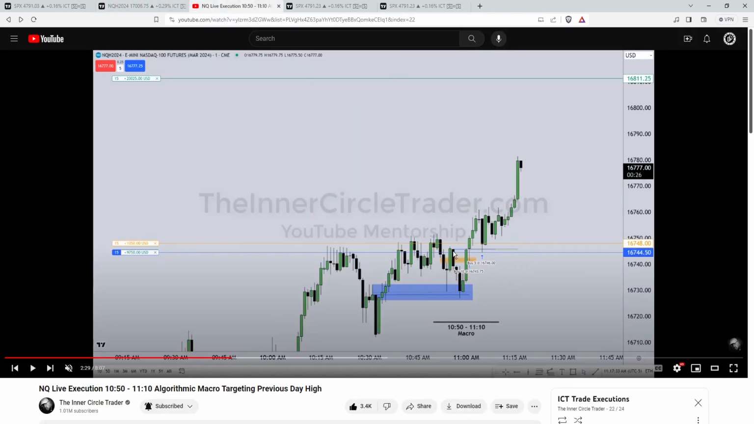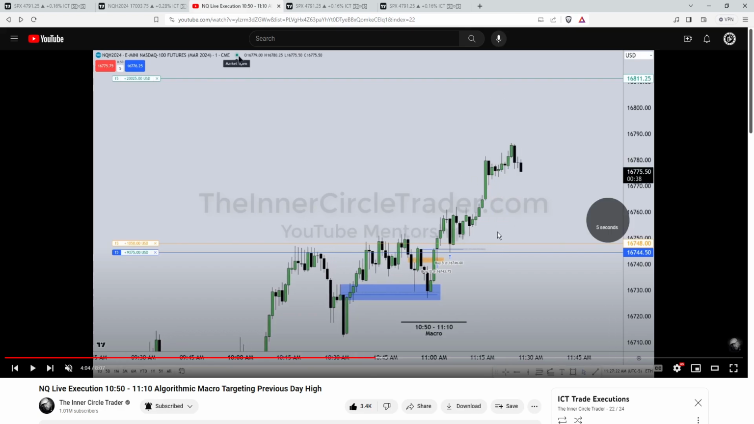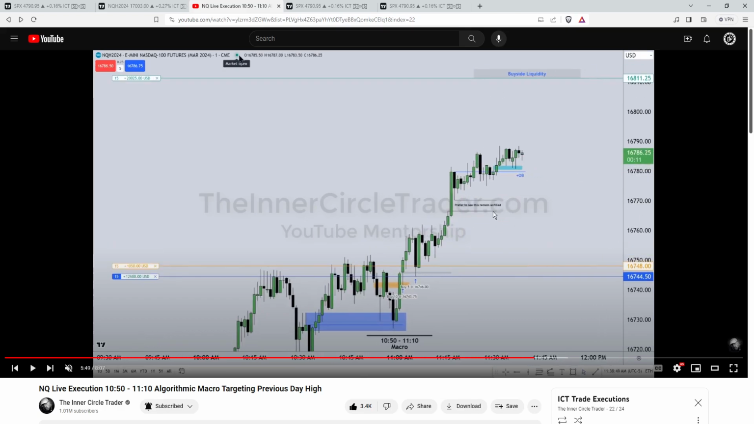It's retested the propulsion block, expanded away from that, and it's already tapped into this breaker. He doesn't want to see that retrace back down, because if it retraces back down to this low, well, then at that point it has the potential to run these two lows, so he doesn't want to see that area get repriced back to. So if we skip this ahead, he's saying prefer to see this unfilled.